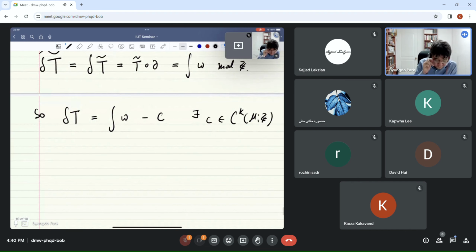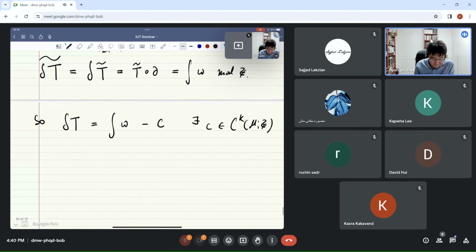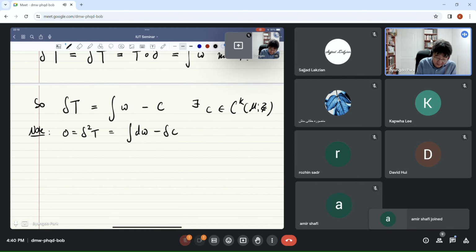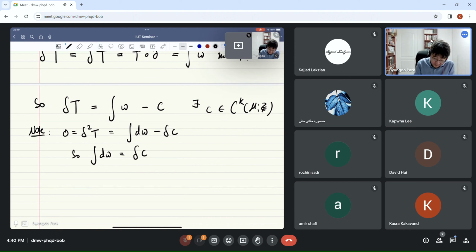I'm just going to continue. There are several other remarks, but let me focus. So now note, if you take the co-boundary again, then it's 0, right? Because d squared is 0. Then this co-boundary outside commutes with the integral, so it becomes d omega minus delta C. So we see that d omega equals delta C. I'm going to call this a star. And what is the star? It is this.